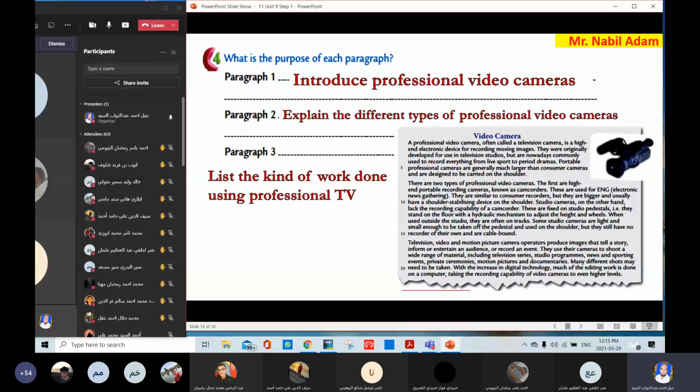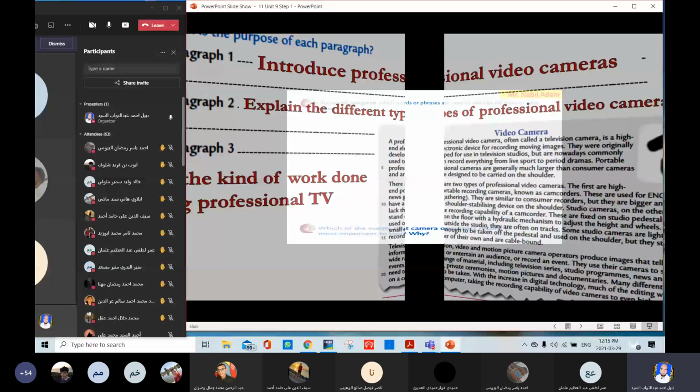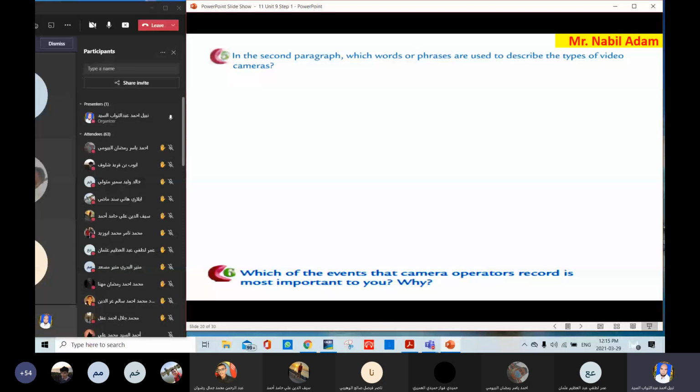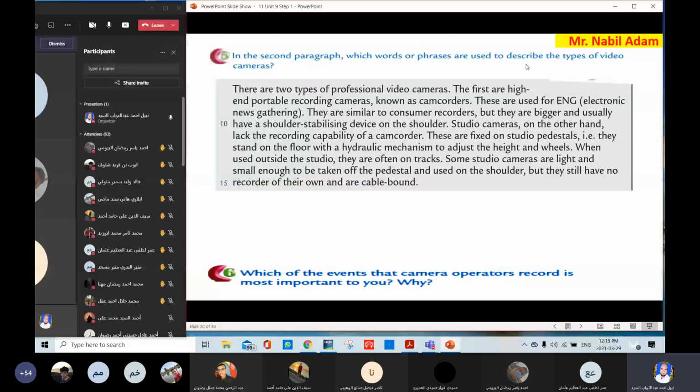Here, what are you going to do? In the second paragraph, which words or phrases are used to describe the types of video cameras? As I told Omar Lutfi, there are two types of professional video cameras: camcorders and studio cameras. Who can underline and give me the words or phrases that are used to describe these two cameras? For example, we can say this camera is huge, or smaller, or light. So underline the words or phrases that are used to describe these two cameras.